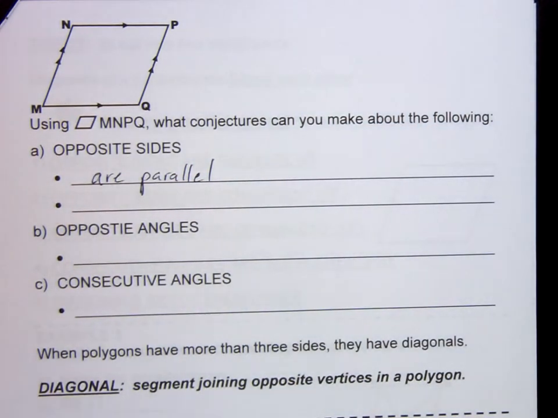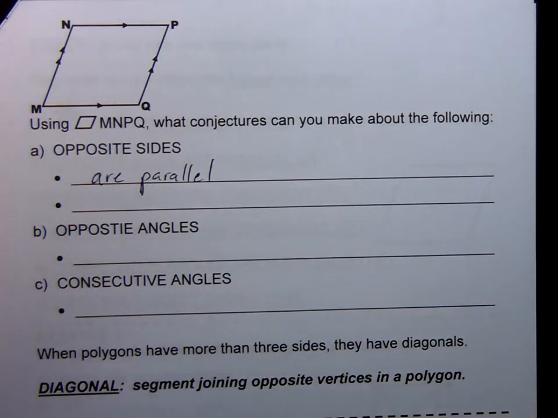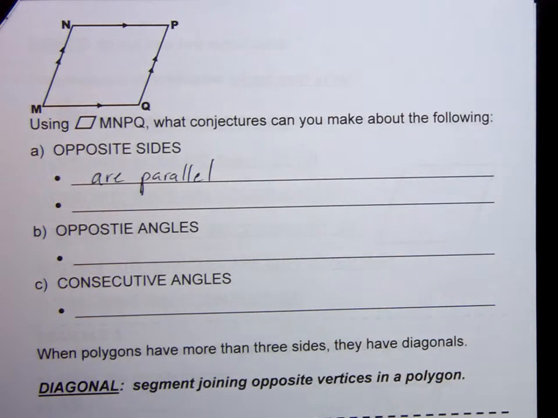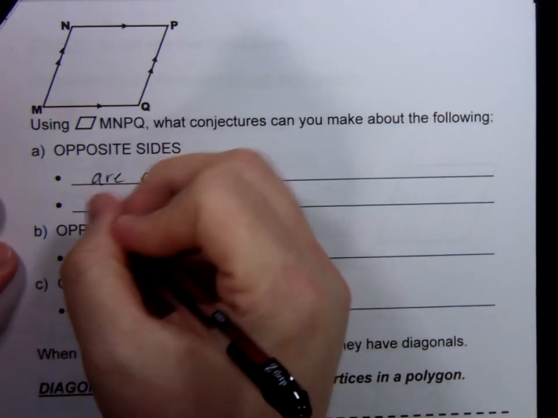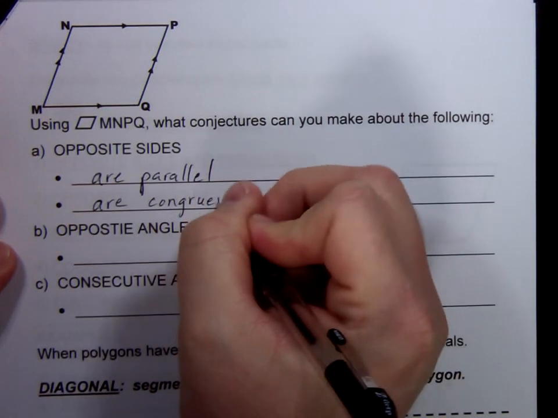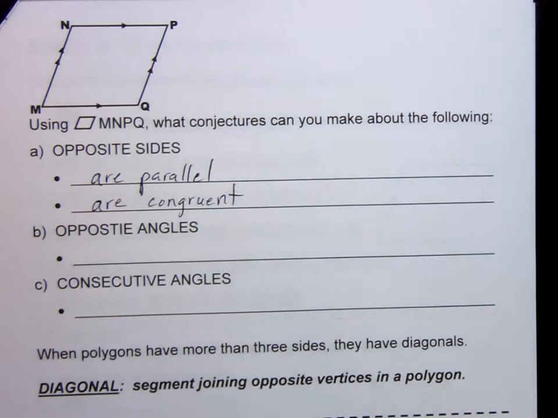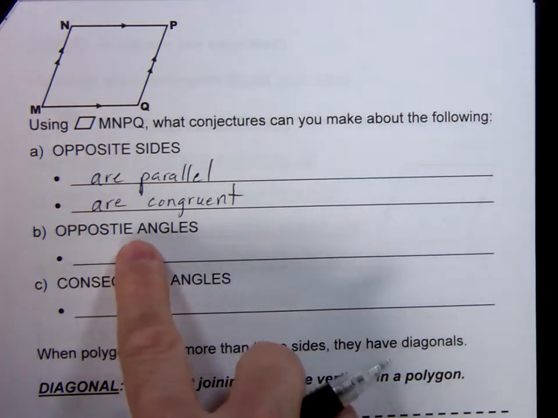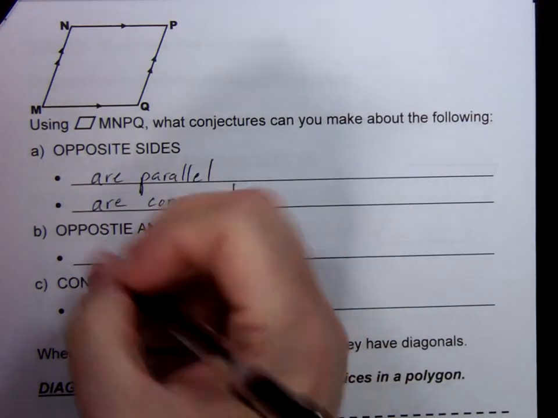Something else you might not know about a parallelogram yet, and you might be able to look at the picture and think it's possible, is that in all parallelograms the opposite sides are also congruent. Okay, in all parallelograms, opposite angles are also congruent.